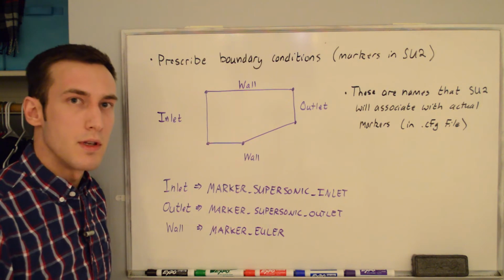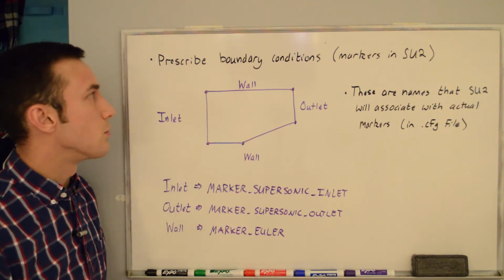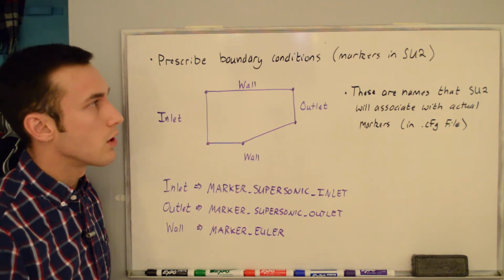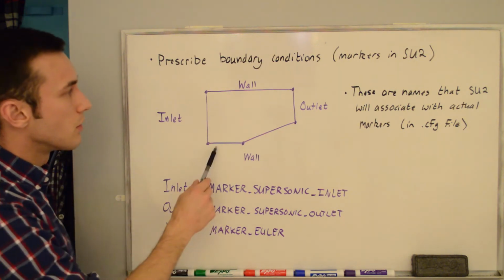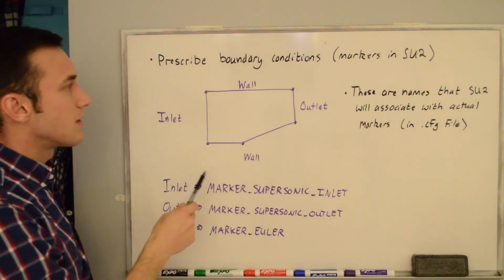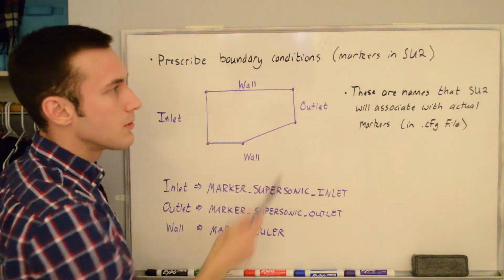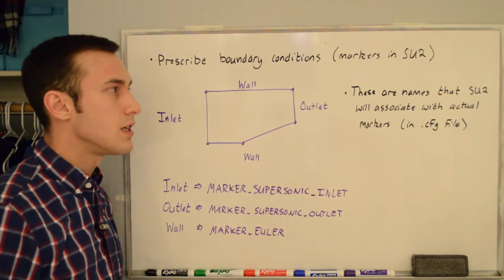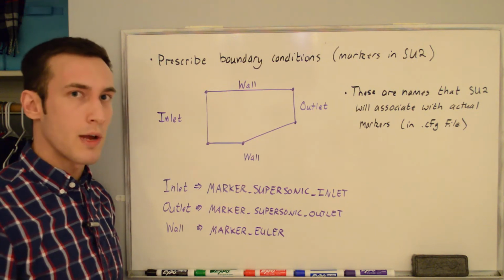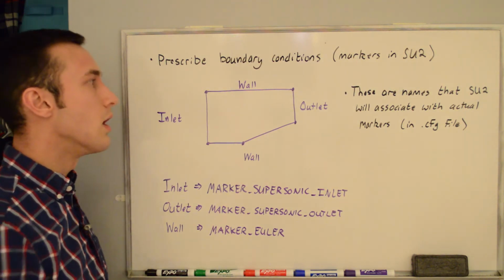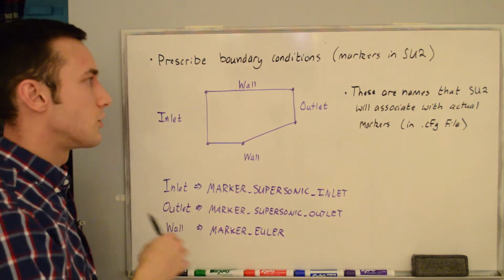The next step in the mesh creation process is to prescribe boundary conditions, which are also called markers in SU2. And so here's the domain that we defined, and we'll specify some names for these boundaries here. You can see that these are names that SU2 will associate with actual markers or actual boundary conditions in the configuration file, but you can name them anything that you want. It's just good to be descriptive.